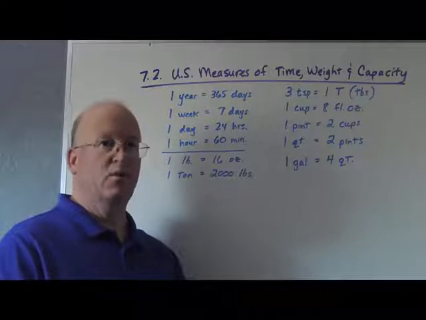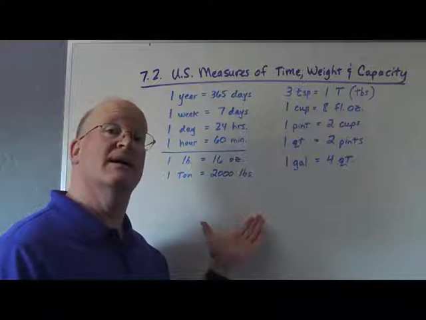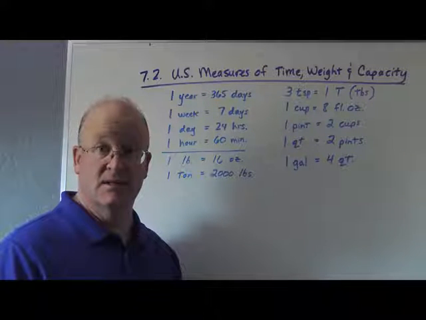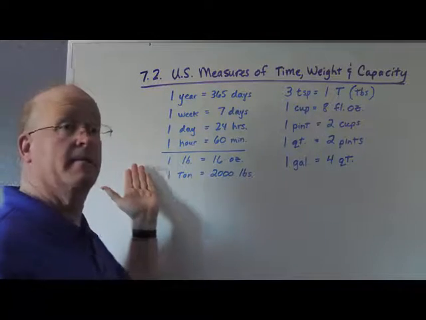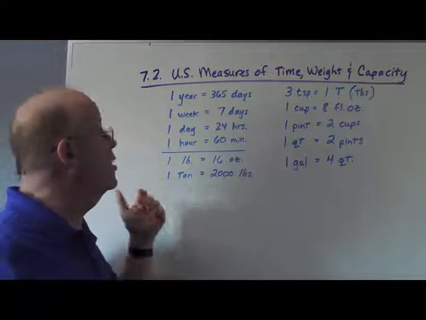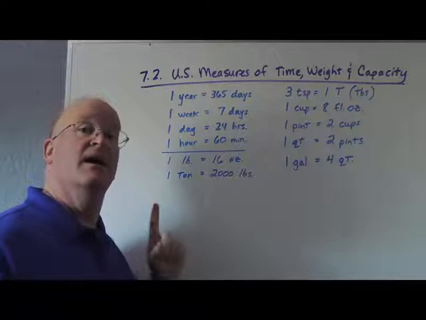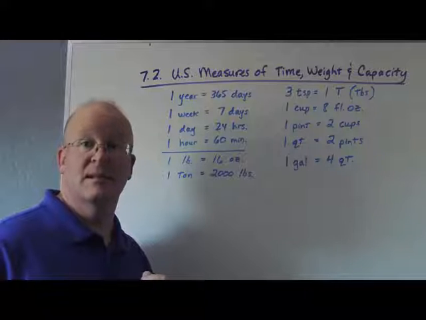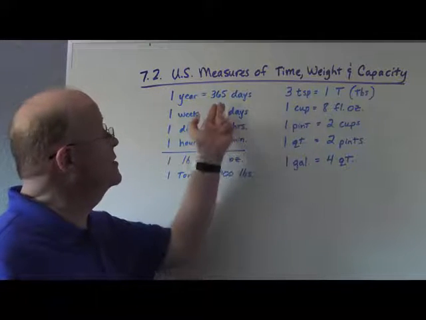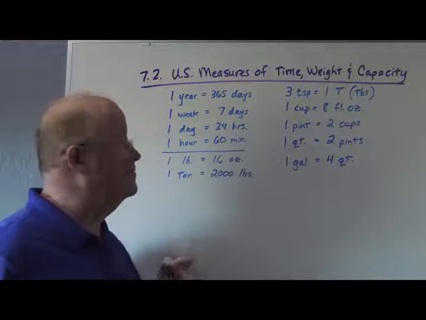In this video, we will talk about converting units of time, weight, and capacity in the U.S. system. Now, this first column of conversions you're probably already familiar with. You already know that 1 year is equal to 365 days, except in leap year when the year has 366 days. But for mathematical calculations, we use 365 days in a year.